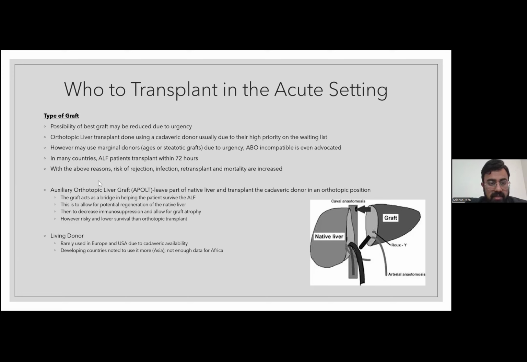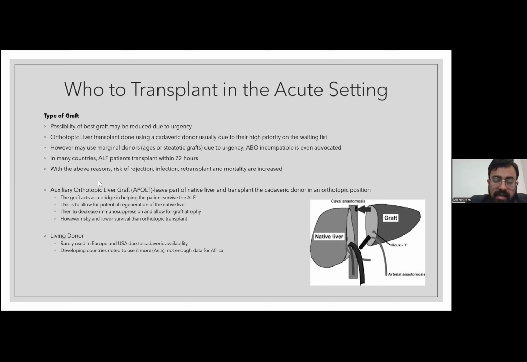Then what they do is, instead of giving immunosuppression to allow the graft not to reject, they actually don't give immunosuppression, and they allow the graft to atrophy because the native liver has regenerated. So this is quite risky and has lower survival rates than the normal orthotopic transplant, but I thought I'd mention it because it was quite interesting.